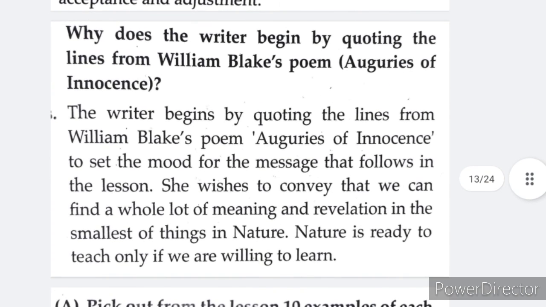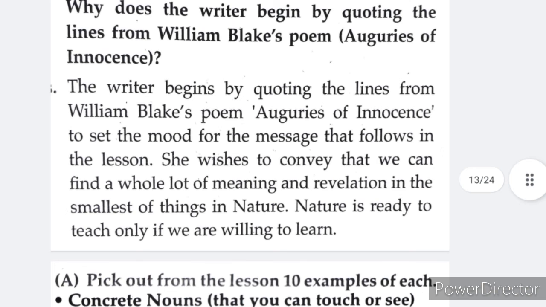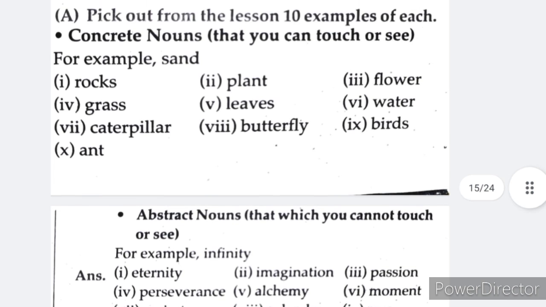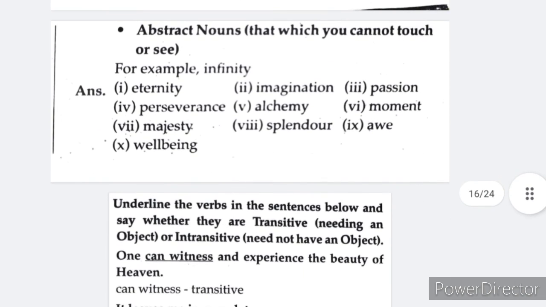Next one, why does the writer begin by quoting the lines from William Blake's poem Auguries of Innocence? Nature is ready to teach only if we are willing to learn. Then comes question number 8a. Pick out from the lesson 10 examples of each. First one, concrete nouns that you can touch or see. Then comes abstract nouns.